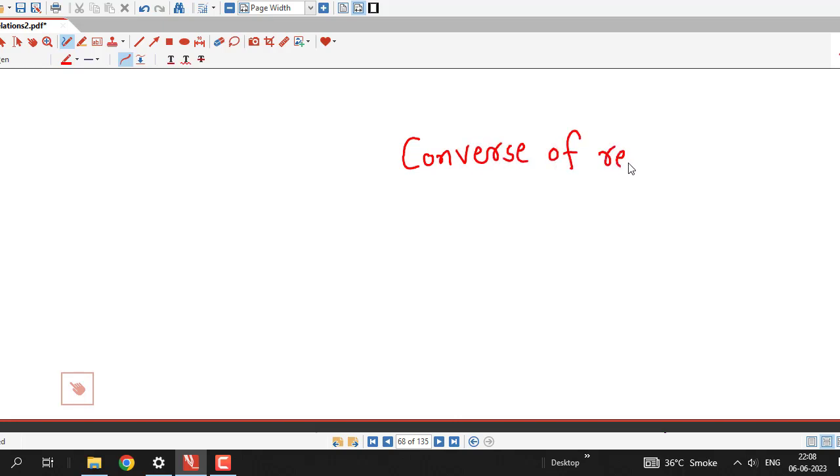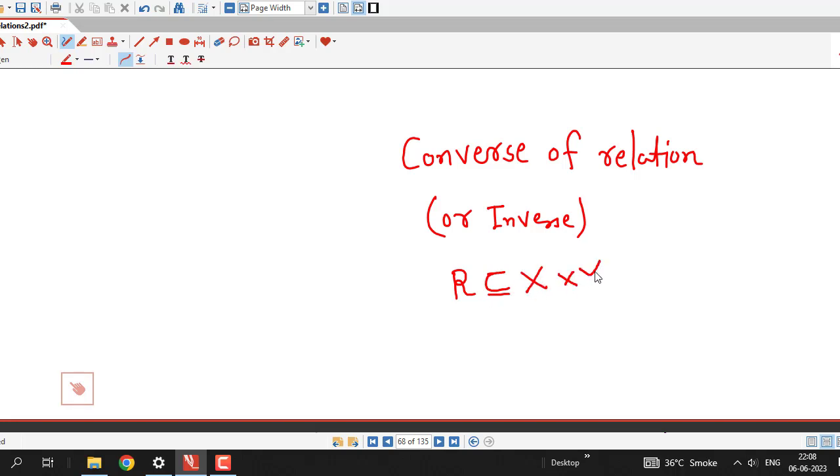If we have a relation R, then how do we define the converse of a relation, or another name, the inverse of a relation? Suppose R is a relation from one set to another set, say from X to Y, then R is a subset of X cross Y. We know that a relation R from set X to set Y is a subset of the Cartesian product X cross Y. Now how is the converse of a relation defined?